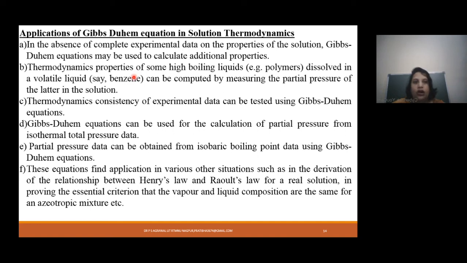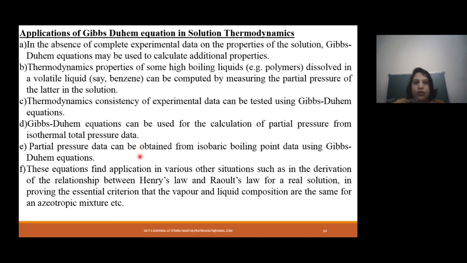If the data on partial molar property is measured correctly in the experiment, it satisfies the Gibbs-Duhem equation, and it is likely that they are reliable. If they do not satisfy the Gibbs-Duhem equation, it is certain that they are incorrect. Then the Gibbs-Duhem equation can be used for the calculation of partial pressure from isothermal total pressure data. Suppose that in an experimental investigation of vapor-liquid equilibrium the total pressures are measured, the Gibbs-Duhem equation is useful in the calculation of composition of the other phase, thereby reducing the experimental work considerably.